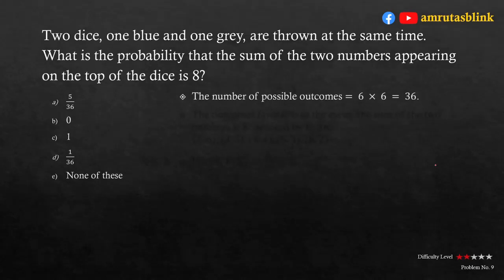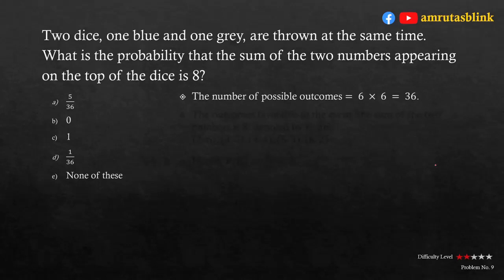Now, two dice are thrown simultaneously, one blue and one grey. Both of them can have 6 possible outcomes. So, the blue die can have 6 possible outcomes. At the same time, grey can also have 6 possible outcomes, and they are thrown simultaneously. So, the total number of possible outcomes will be 6 into 6, because there will be different combinations each time. Hence, the number of possible outcomes is equal to 6 into 6, that is 36. So, n of S, that is the sample space, will also contain 36 events.